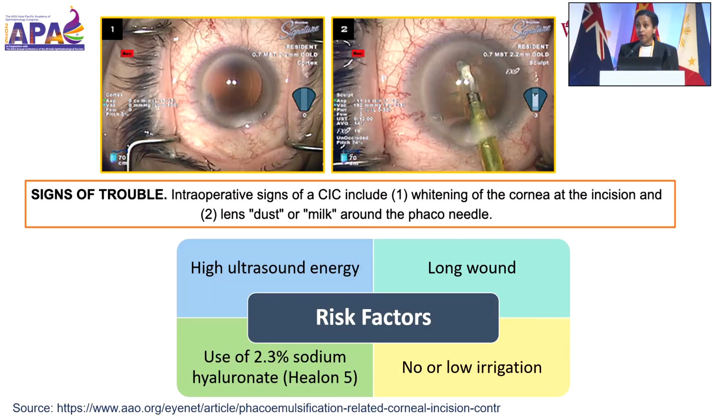So you want to recognize wound burn early and stop, because it can be very hard to manage if you don't recognize it. Some risk factors include using a lot of phaco energy, making a long wound, using Healon 5, and if there's a kink in your irrigation, so you always need to check before entering the eye.